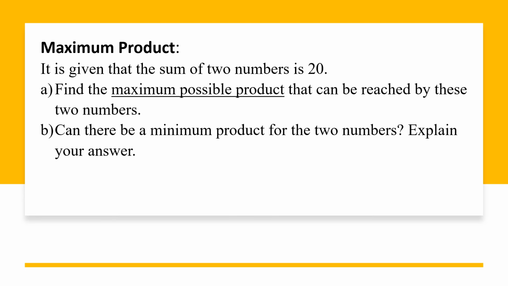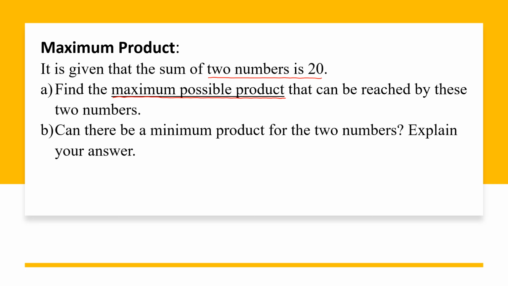So let's look at this one. We have a problem. It says that it is given that the sum of two numbers is 20, and it doesn't tell you anything about the numbers. They can be positive, negative, anything. And then the question asks, find the maximum possible product. If the sum is 20, a lot of things can happen, but it's asking what is the maximum possible product that you can get if the sum is 20.